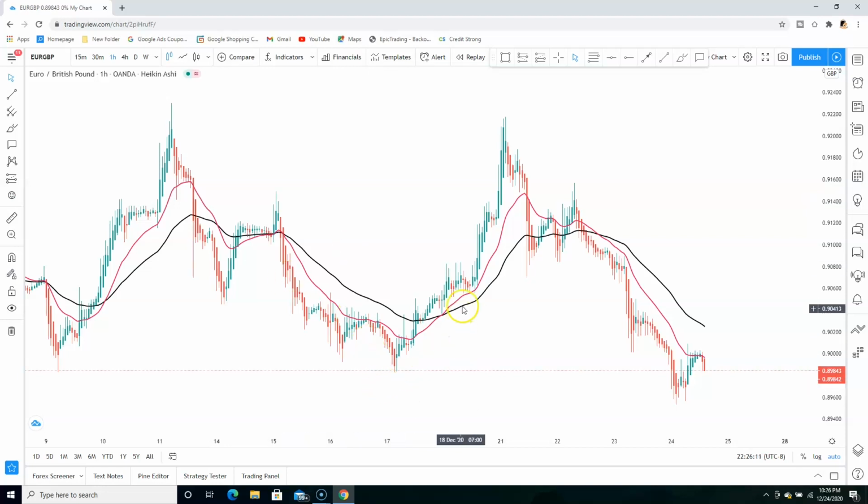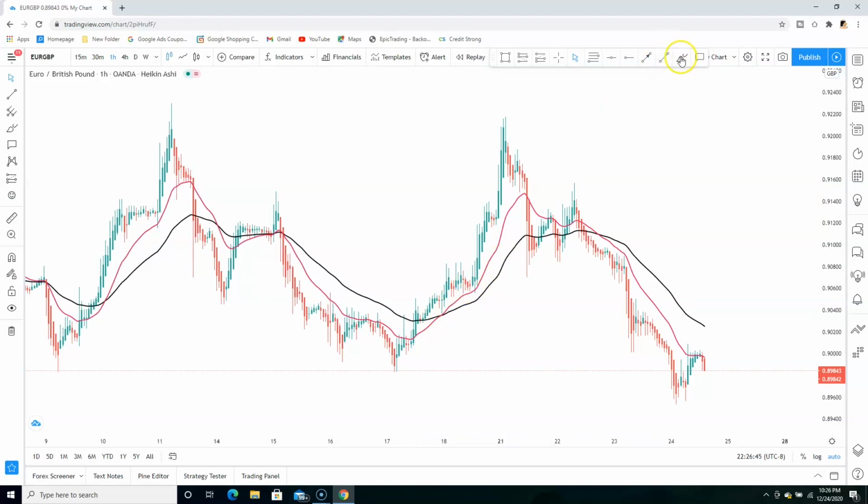Now, when price is above the 50 EMA, like I said earlier, you're only looking for buying opportunities. You get in the market for a buy. But before you enter the market for a buy trade, you have to make sure the 20 EMA crosses the 50 EMA going upwards, then you get in for a buy.